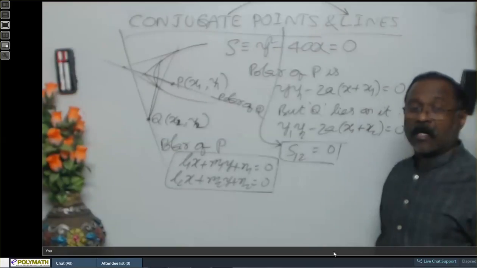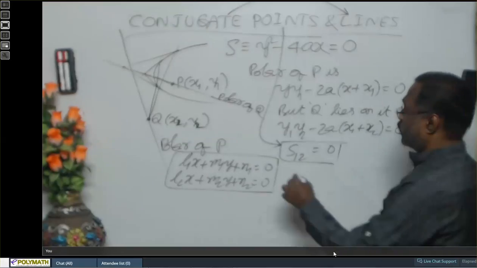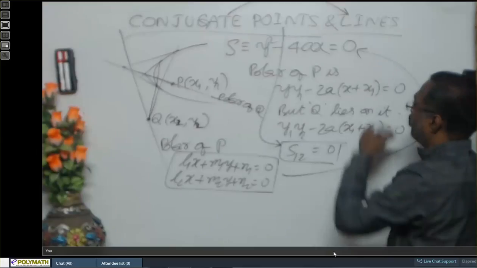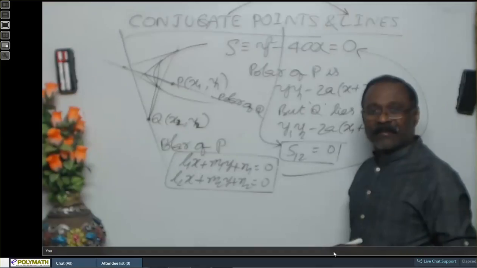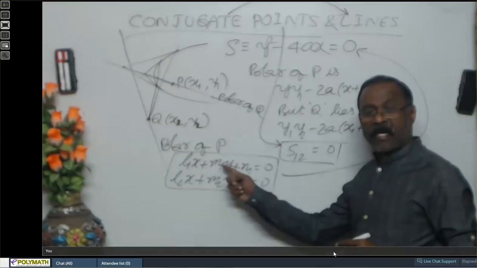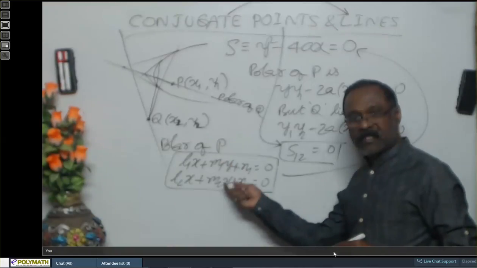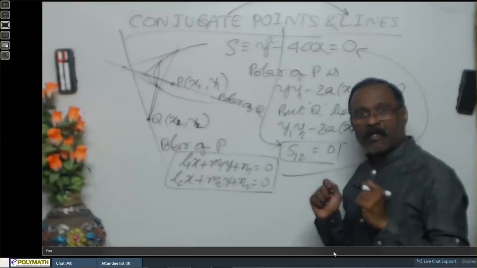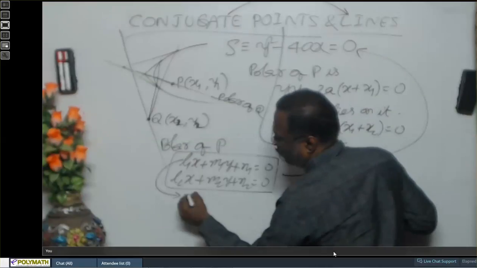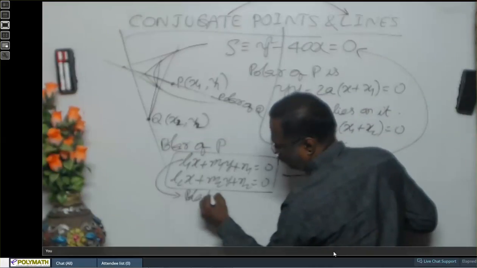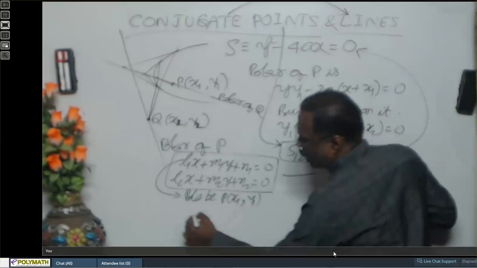We are now deriving the condition for these two lines to be conjugate with respect to S equal to 0, the parabola. Now, let us write the pole of this first line. After writing the pole of the first line, if they are conjugate lines, that pole must lie on this. So, we are now applying the procedure we have learned. How to find the pole of this? Let the pole be P, x1, y1.